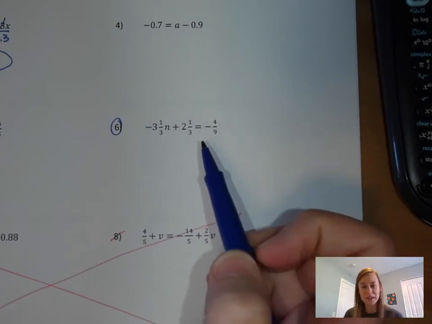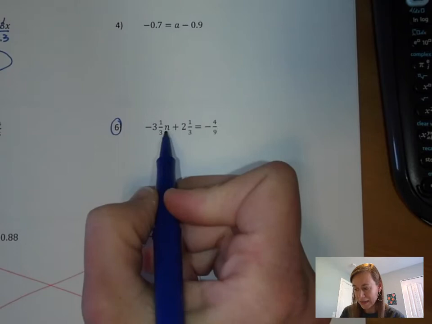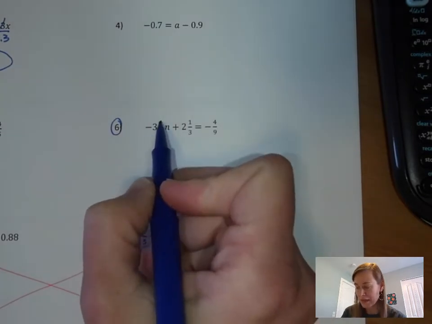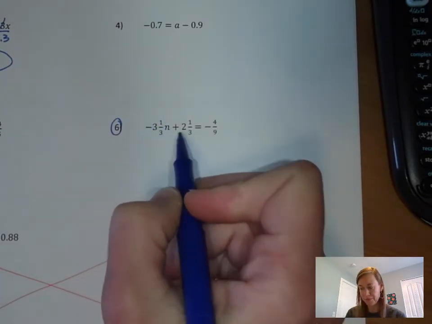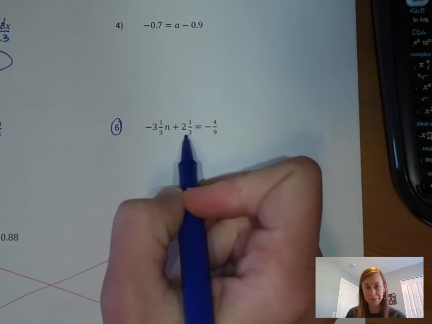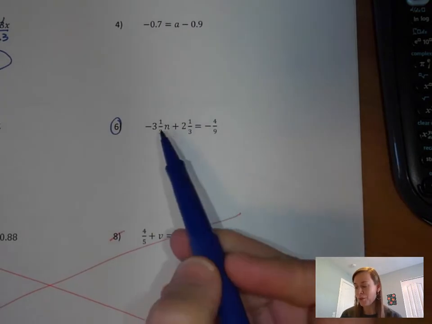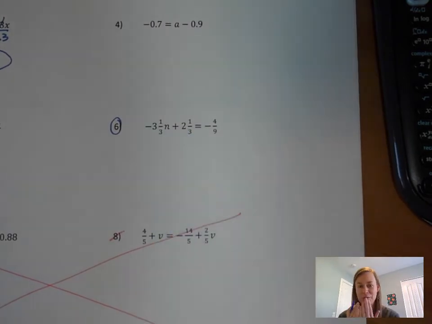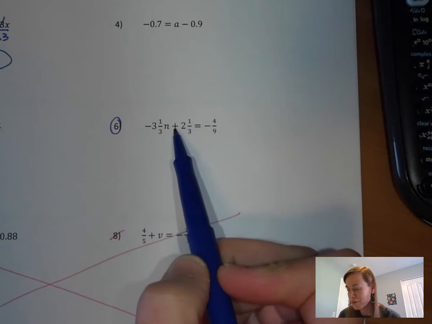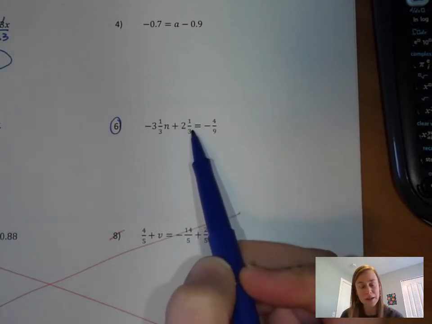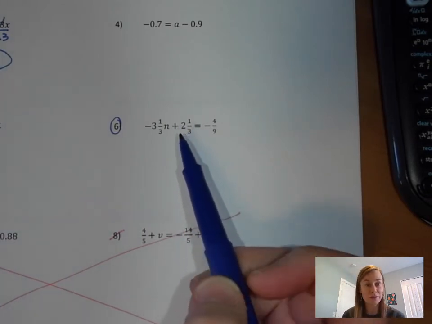Okay, so first of all, think about what you need to get rid of. You want to get this n by itself. So you need to get rid of the negative 3 1/3, and you need to get rid of this 2 1/3. Which one do you get rid of first? You're going to get rid of the one that's not together with the n. In other words, you're going to get rid of the one that's farther away, the one that's separated by a plus sign, and that's the 2 1/3.